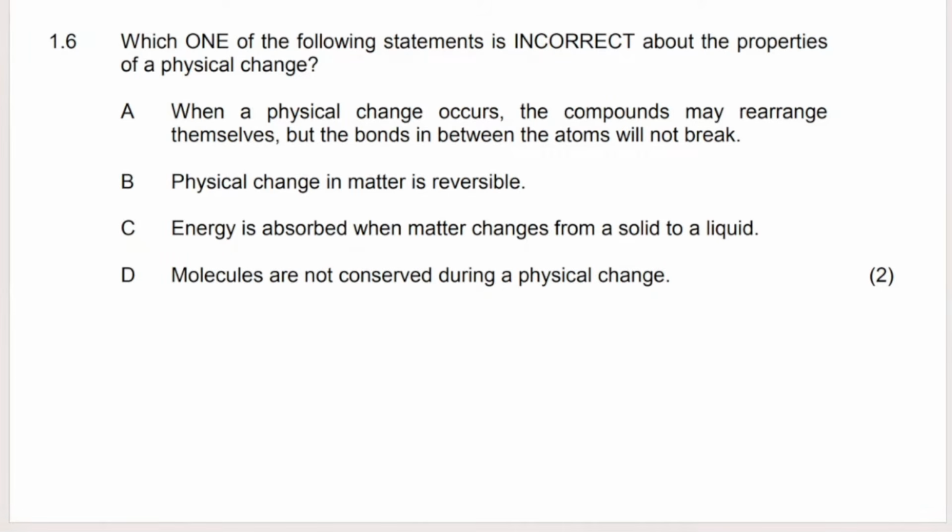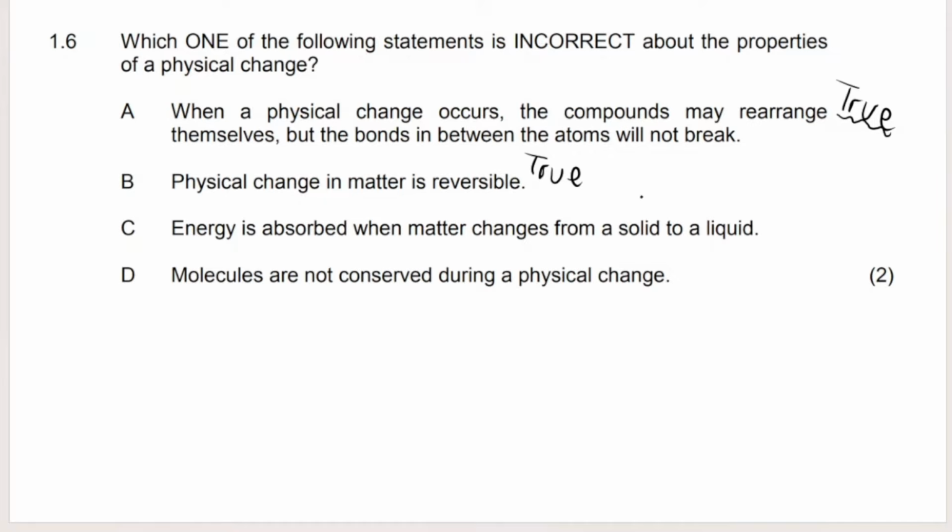Our next question says, which one of the following statements is incorrect? So read the question carefully. It says incorrect about the properties of a physical change. When a physical change occurs, the compounds may rearrange themselves, but the bonds between the atoms will not break. This is true. We know that during a physical change, there's no breaking of bonds. We're not forming a new substance. So that is true. Physical change in matter is reversible. We know that that is also true.